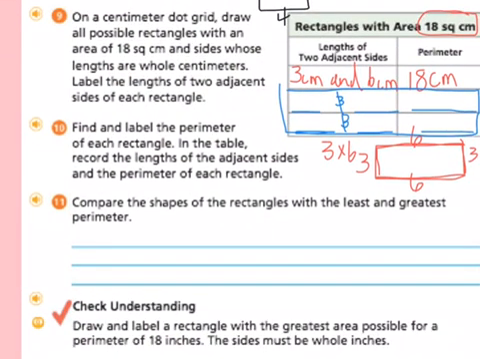The last piece on this page I want you to do is number 11. You don't have to do check for understanding. It says compare the shapes of the rectangles with the least and the greatest perimeter. So on this line, just explain what those rectangles look like and how they look the same or different. When you're finished with this page, go to the Schoology course and check your answers under math.